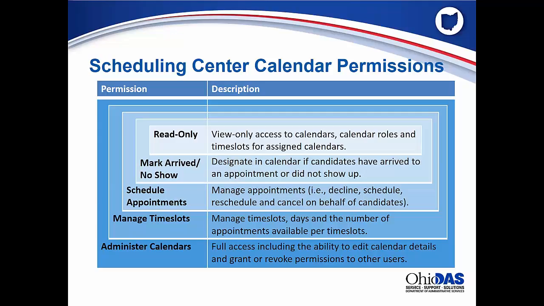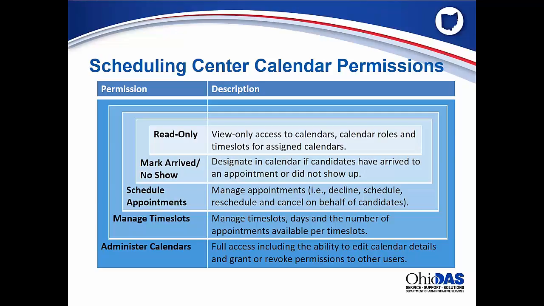The next level of user permission is a schedule appointments user. This user has all of the permissions of the read-only and marked arrive no-show user, and they can also manage appointments. What this level of access means is the user can decline an invitation on behalf of a candidate, schedule or reschedule an appointment on behalf of a candidate, or cancel an appointment on behalf of a candidate.